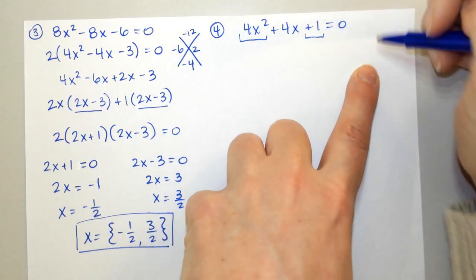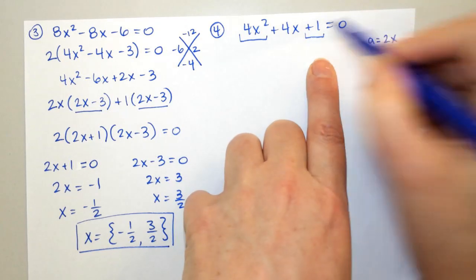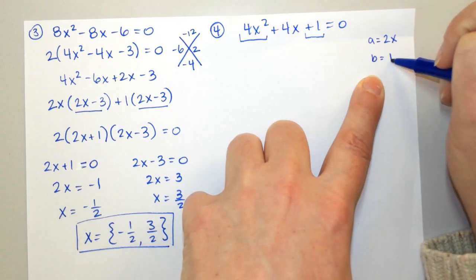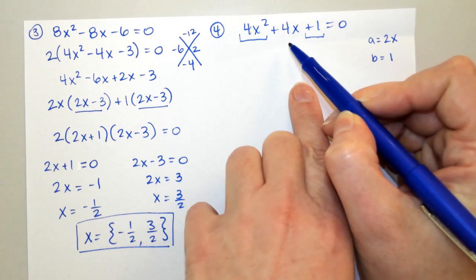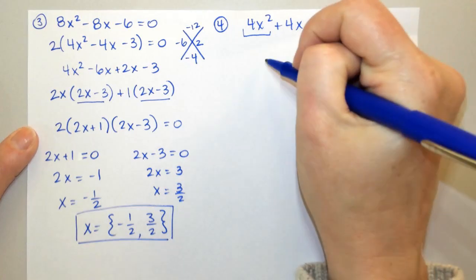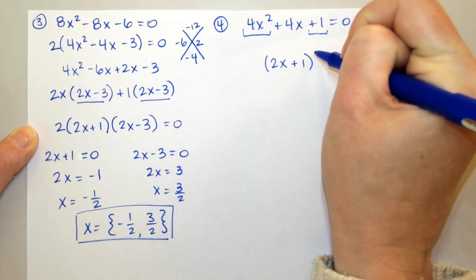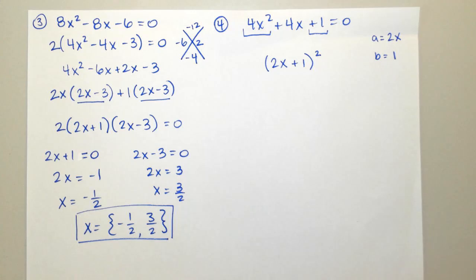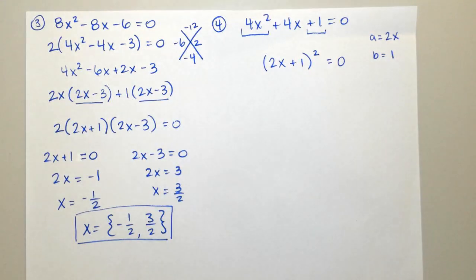So if I take the square root of my first term, that's going to be 2x. If I take the square root of my last term, that's going to be 1. So if I multiply these together and double them, I get that middle term. So that tells me this is a perfect square trinomial. And so I can go straight to the factors for that. So 2x plus 1 would be my factors there. But if you factored the other way, you would still get the exact same answers that I did.